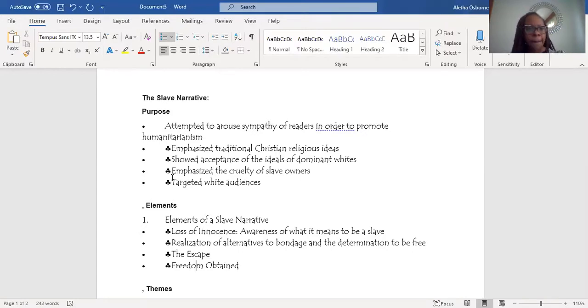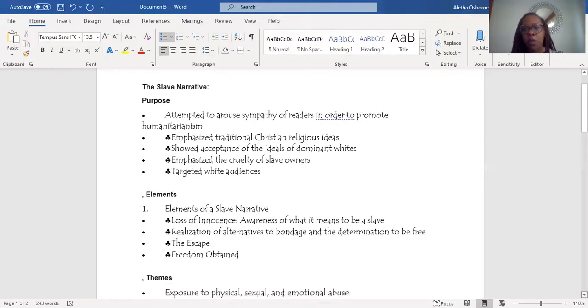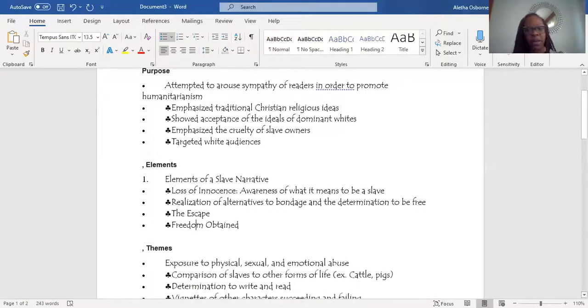Another purpose of the slave narrative is it was to show a picture that emphasizes the cruelty of slavery. There was a clear purpose: to present slavery as evil, right? So the depictions of cruelty and shame, all of that is a part of the slave narrative. And again, it targeted white audiences. We see that about two or three times in considering the purpose of the slave narrative. So I want you to keep that in mind.